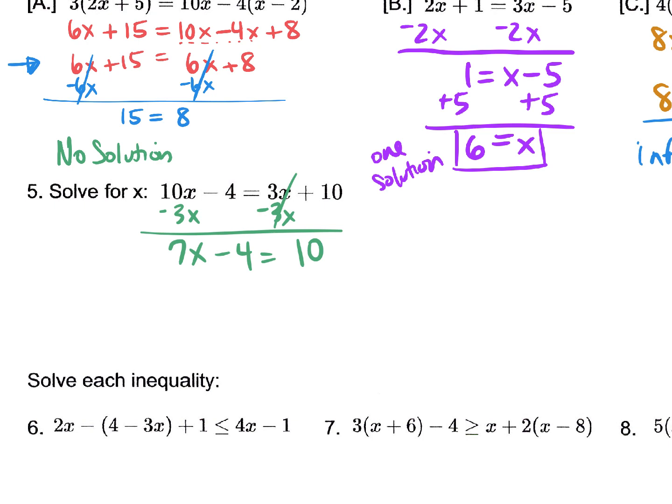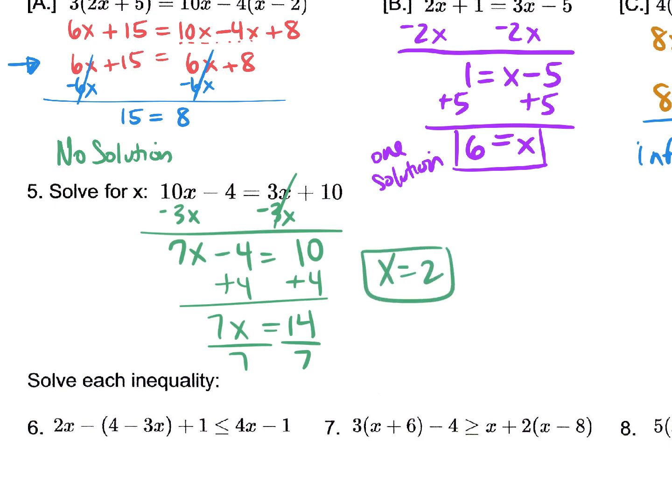Next step is to get x's by themselves. So we're going to have to add 4 to both sides. We get 7x is equal to 14. And then I divide both sides by 7, leaving me with x equals 2.